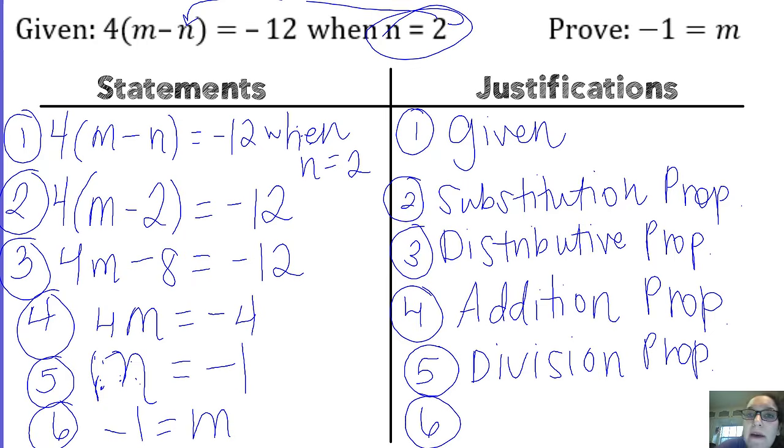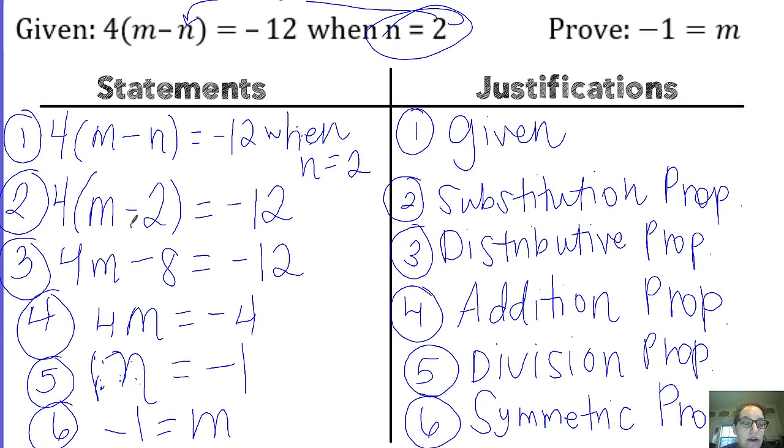And when the left side of my equation becomes the right side, and when the right side becomes the left side, that is called the symmetric property. When you're switching the left side and the right side, the symmetric property. And we're done. Now my proof statement is my last statement of my proof.